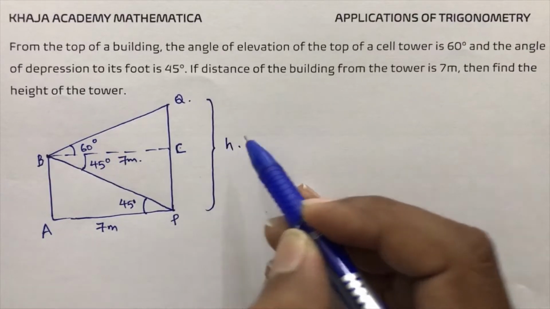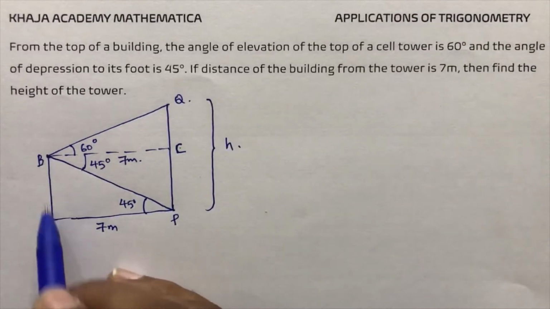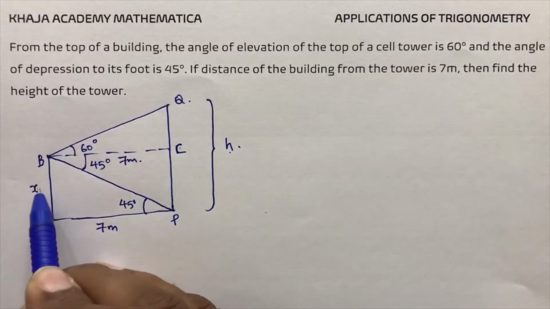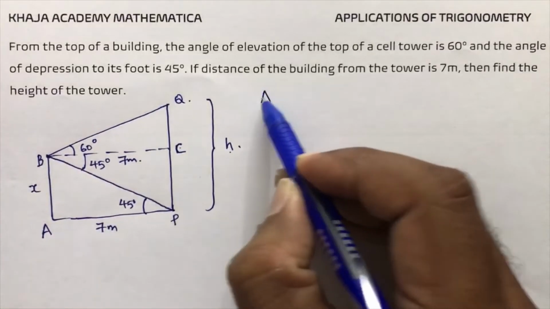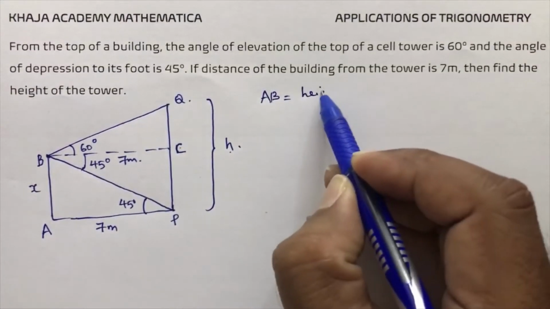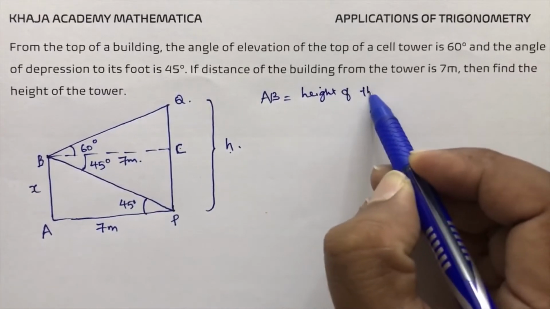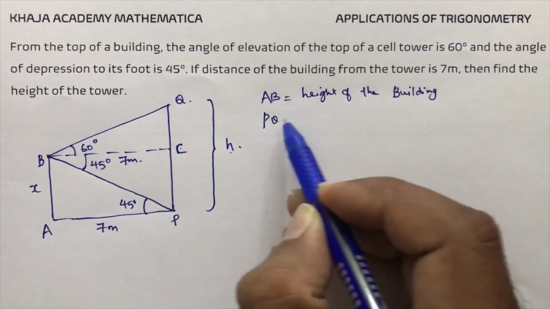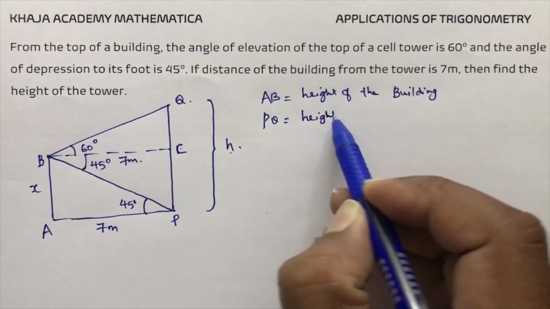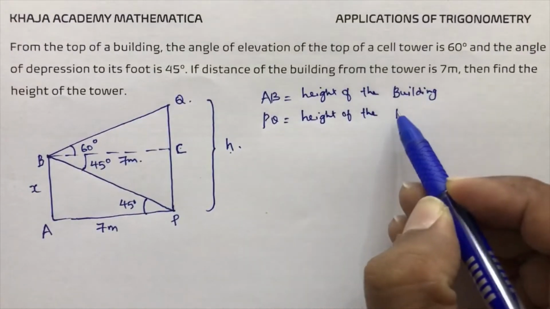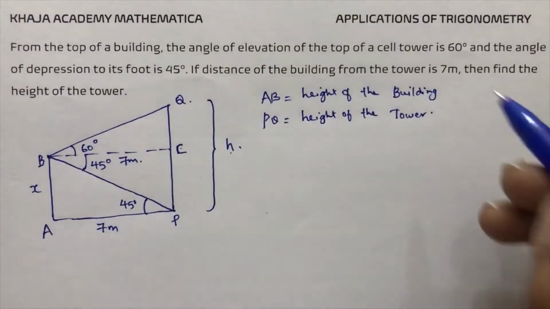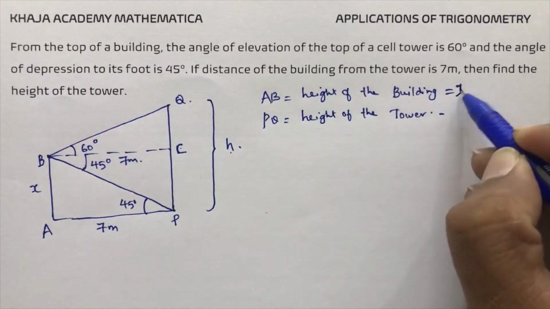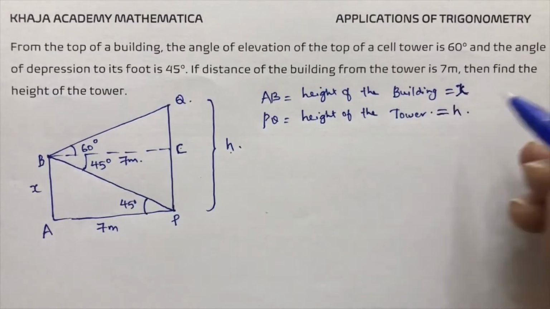This height I will consider as x. Now this height of the tower is h, which I need to find. Height of the building I will consider as x. Here AB is the height of the building, and PQ is the height of the tower. So the tower I consider as h, and the building as x.